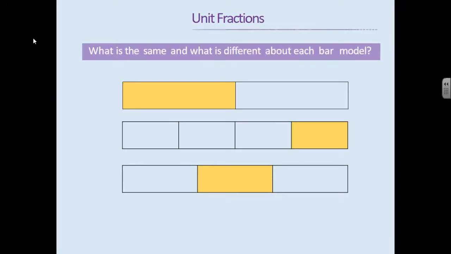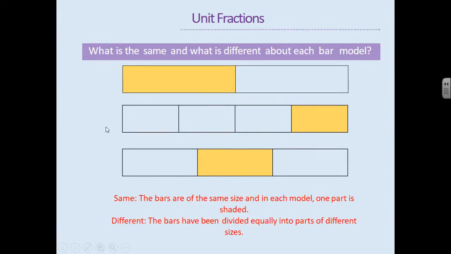Right, let's look at this slide here. What is the same and what is different about each model? So tell your grown-up what is the same and what is different. Right, let's have a look. Same, the bars are of the same size, and in each model, one part is shaded. Different is the bars have been divided equally into parts of different sizes. So this is divided equally into half, this is divided equally into 4s, and this is divided equally into 3s.